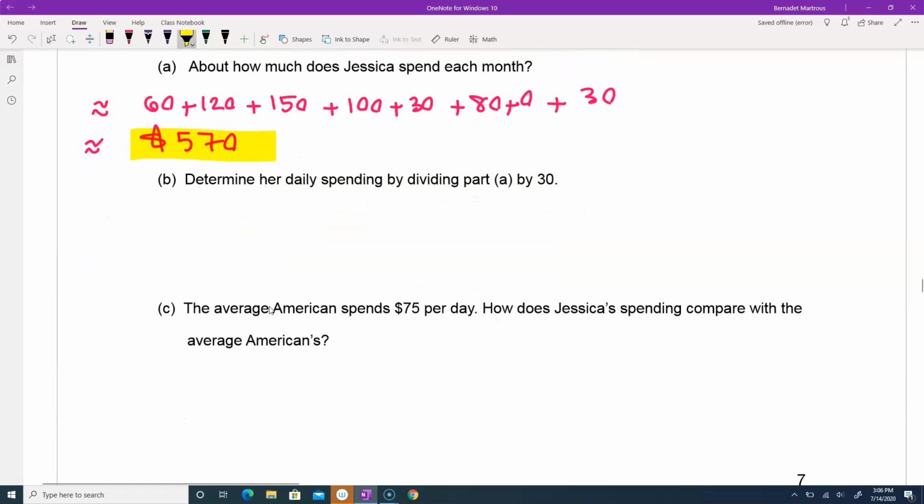Now part B, determine her daily spending by dividing part A by 30. So dividing that one by 30 to find her daily spending. So we have $570 divided by 30 days. And that is $19 a day.